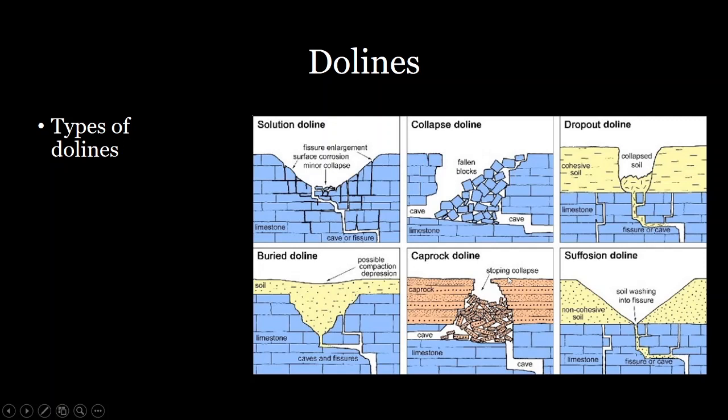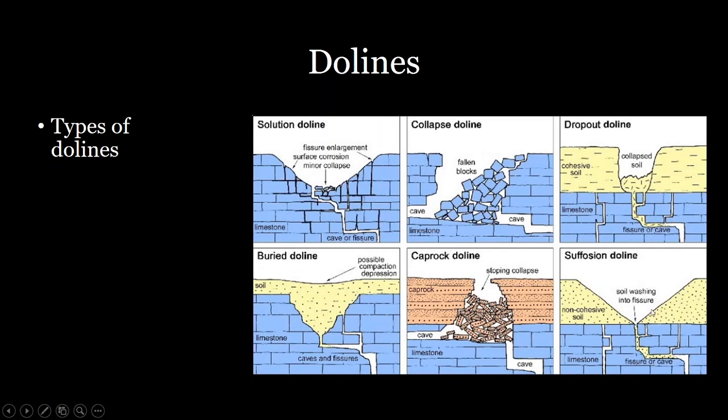Cap rock doline, that's similar to a sinkhole that occurs over or under a road, where you have a cave that's eroding the material below, and then all of a sudden it collapses down into that cave. So cap rock is similar to a collapse doline, except that usually a cap rock is formed when you have a different rock type above that limestone layer that's fairly cohesive, and it all kind of collapses at one time.